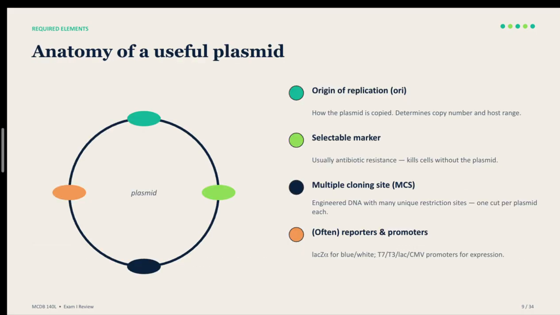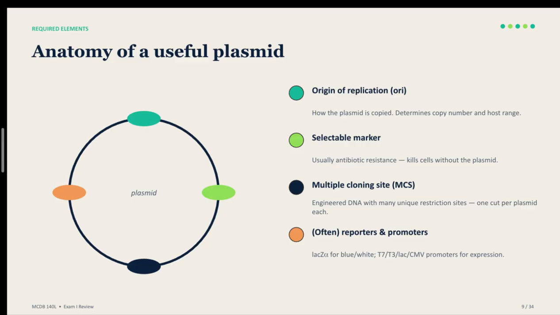So the general anatomy of a plasmid is as follows. They have an origin of replication, a selectable marker. They have an MCS, and a lot of times reporters and promoters. I think it's important to note, though, that if you ask what is the minimum number of elements that a plasmid needs to be useful, it's really only the origin of replication and the selectable marker, technically. The MCS makes it really, really convenient, but it's not strictly required.